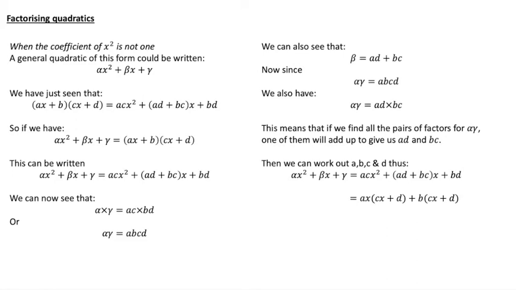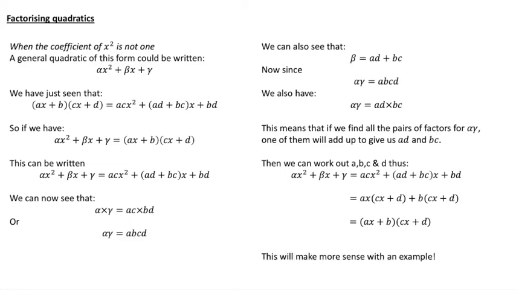Same thing. We also notice that we have BCX and BD, so we can take a B out there, leaving us with CX plus D times the B, and that means we can factorize. So we've got AX times CX plus D and we've got B times CX plus D, so we can put the AX plus B in its own bracket and times that by CX plus D.